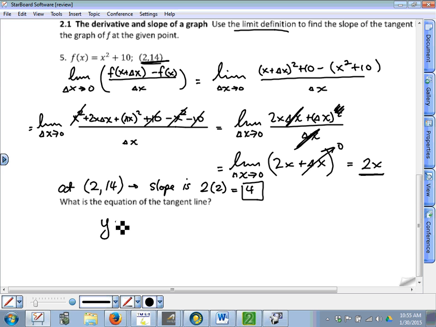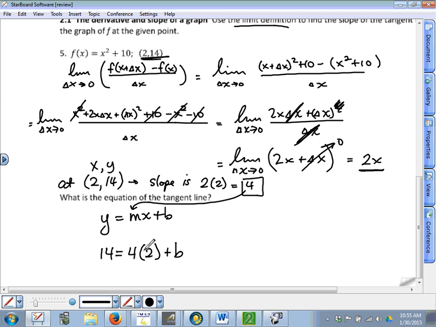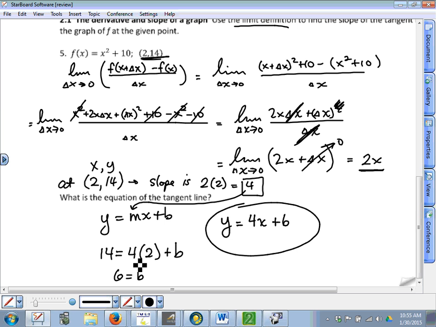Now the equation of the tangent line needs to be y equals mx plus b. 4 is the slope, okay, and this we have x and y right here. We have x equals 2, y equals 14. So we plug in 14, 4 times 2 plus b. 4 times 2 is 8, 14 minus 8 is 6. So 6 is equal to b, so the equation is y equals 4x plus 6.